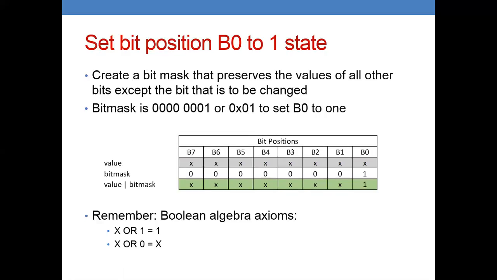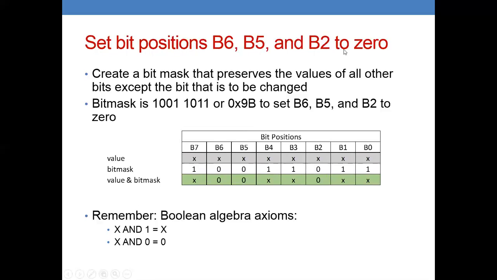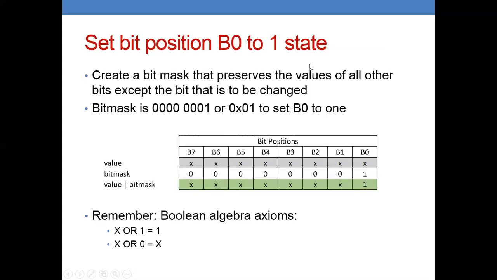So the difference is, when we want to set something to 0, we use the AND operator. We use a bit mask of all 1s for the bits we want to preserve. We put 0s for the ones we want to set to 0. When we want to set a bit position to a 1, our bit mask will contain a 1 in the positions that we want to change, 0s everywhere else, and we use the OR gate.